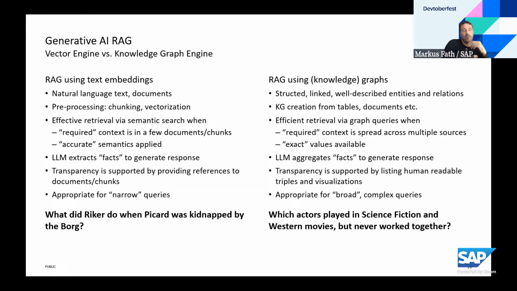Now, since you would simply add a bunch of triples to the context and hand it over to the large language model, you could think about the large language model simply aggregating the facts, the triples, and composing a natural language response. The transparency in that case is pretty straightforward, since you can always point to the set of triples that make up the answer by the LLM. So it's direct lineage, you could say.